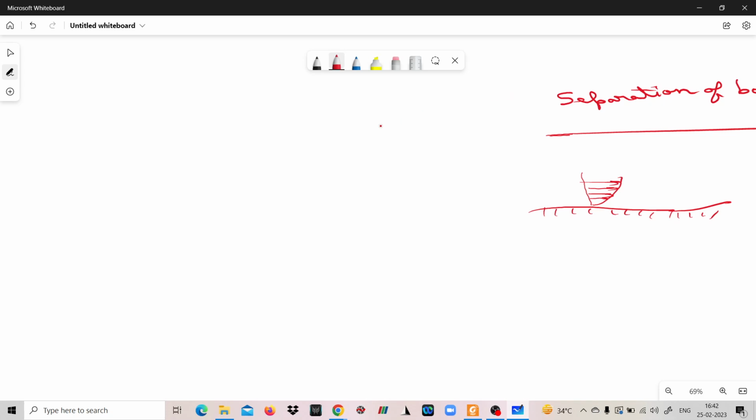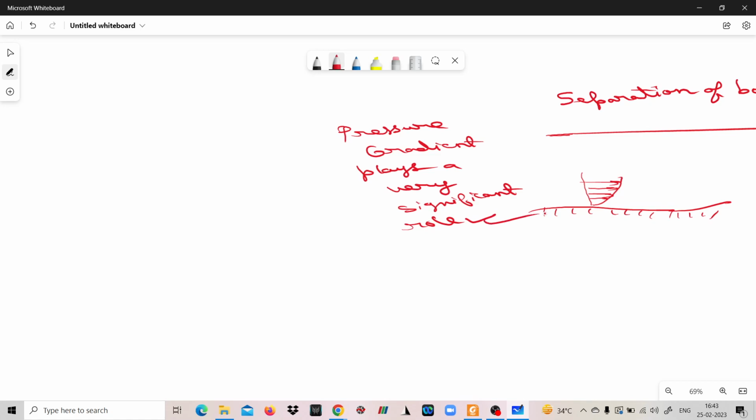In the separation of boundary layer, pressure gradient plays a very significant role. How? First of all, let us consider the flow part by part.